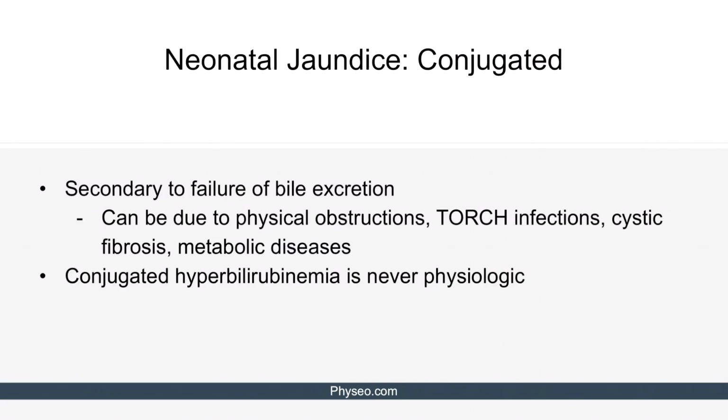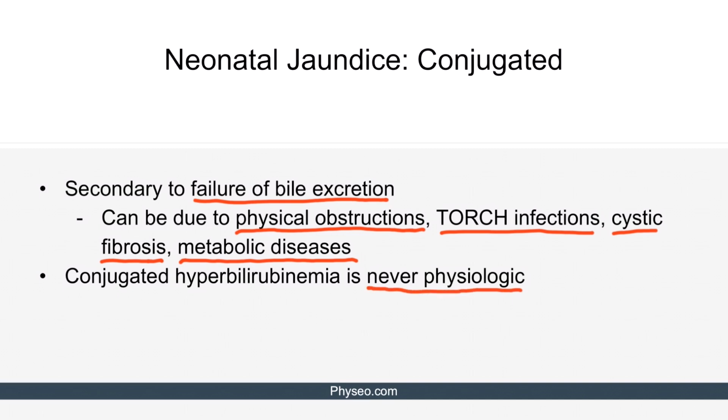Okay, now let's move on to discuss conjugated hyperbilirubinemia. This is typically secondary to failure of bile excretion, which can be due to a variety of causes, including physical obstruction, TORCH infections, cystic fibrosis, and metabolic diseases. When evaluating an infant with jaundice, it's important to remember that a conjugated hyperbilirubinemia is never physiologic.